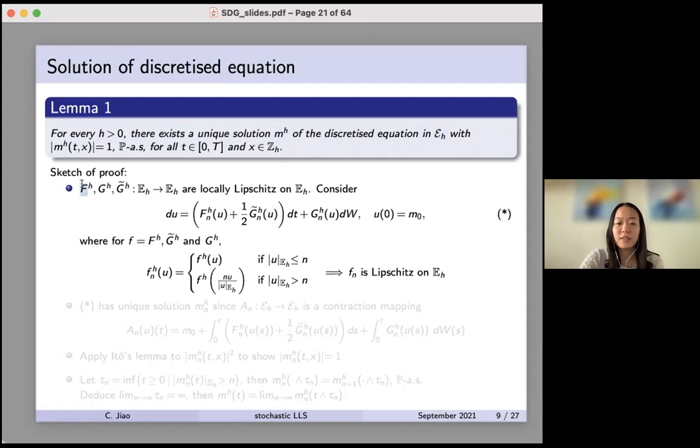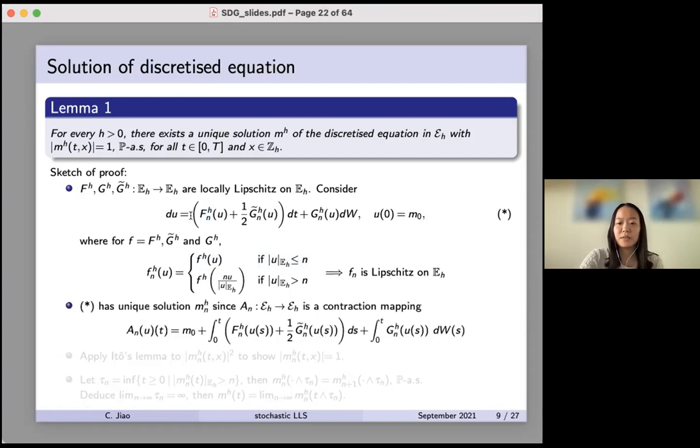First, the functions f_h, g_h, g tilde_h are all locally Lipschitz. So we can consider an approximate equation with the Lipschitz modifications f_n, g tilde_n, and g_n of those functions. The Lipschitz modifications coincide with the original function in the ball of radius n in E_h, and they flatten out outside the ball. We show that for every n, there exists a unique solution to this approximate equation by checking that the operator A_n is a contraction mapping.